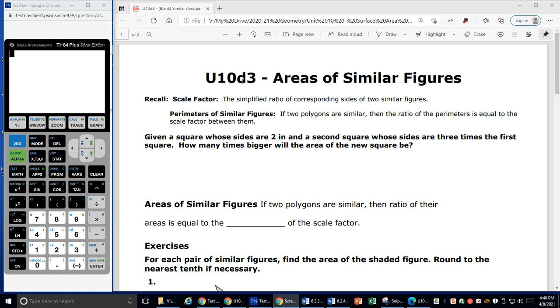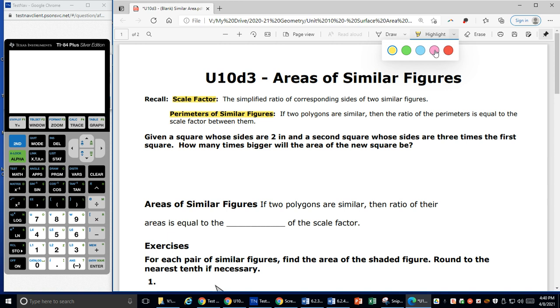We know that we have to work with a scale factor, and a scale factor is the simplified ratio of corresponding sides of two similar figures. We also know that if two polygons are similar, the ratio of the perimeters is equal to the scale factor. So that's important to remember as we go on.